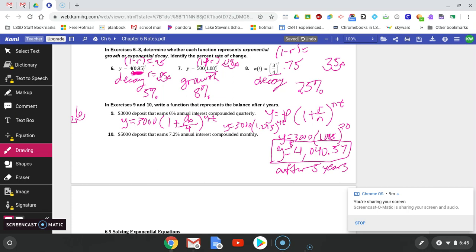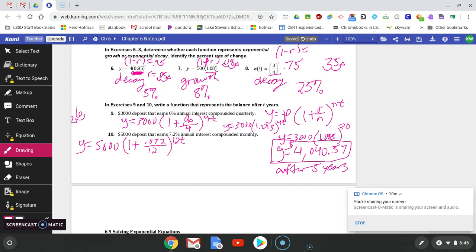Okay, so try that last one and see if you can get it set up. I haven't told you after how many years, you're just getting the equation set up. All right, so last one. So we have y is equal to my initial amount, which in this case is 5,000, and then it's 1 plus 7.2%, which is actually 0.072. And then it's compounded monthly, which would be divided by 12. My exponent would be 12t.